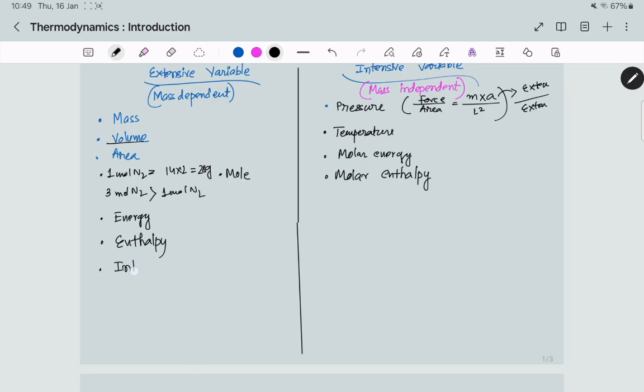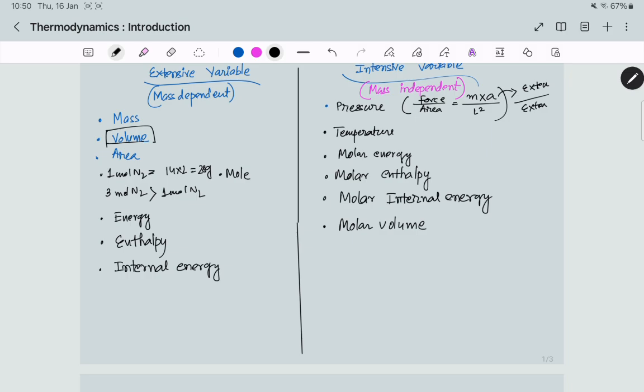Now internal energy. So any form of energy, if it is not mentioned as molar, internal energy is also an extensive property. Now if we are writing molar internal energy, so it will be an intensive property because we are fixing the amount. Okay, so volume, as we have written, is extensive, but if we take the entire variables given, and it is written molar volume, so of course it is intensive because you are fixing the amount.